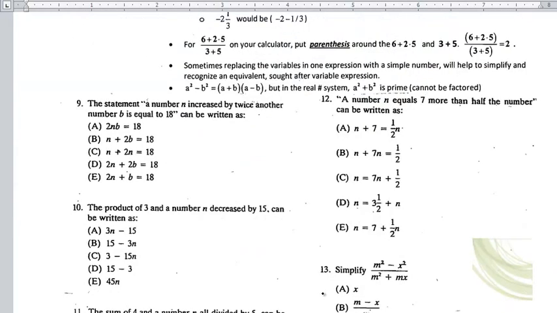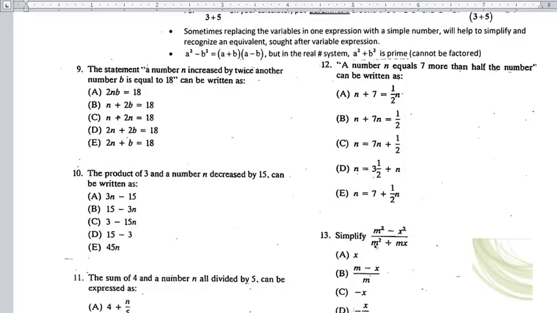All right, number 9, the statement. So this is some application problems. Okay, so again, it's good to read the helpful notes on top of this worksheet, guys, just to kind of help you out. But all right, let's go here. The statement: a number n increased by twice another number. So number n increased, which is plus, by twice another number b. So by 2b is equal to 18. That's it translated. So it's going to be B.